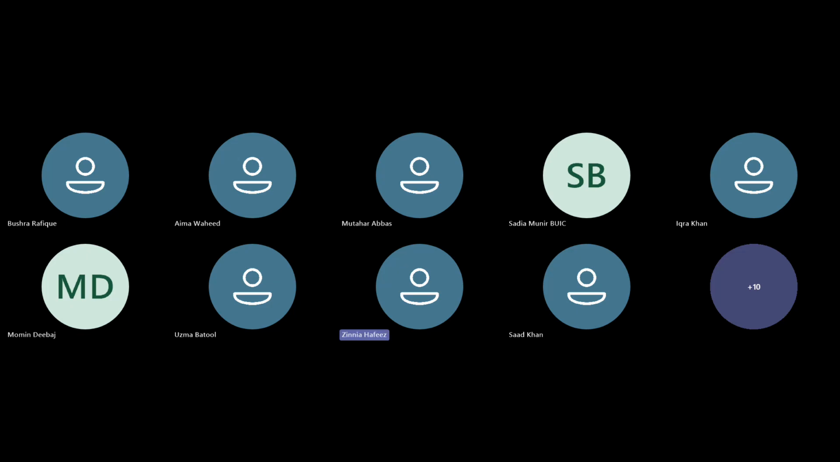Secondly, knowledge about the company. We should research the company before attending the interview. As environmental science students, we may apply in environmental agencies, NGOs, industries, or laboratories. For example, we should know what type of environmental work the company does, its goals and projects, whether it works on pollution control, climate change, or waste management. Thirdly, understanding job requirements.